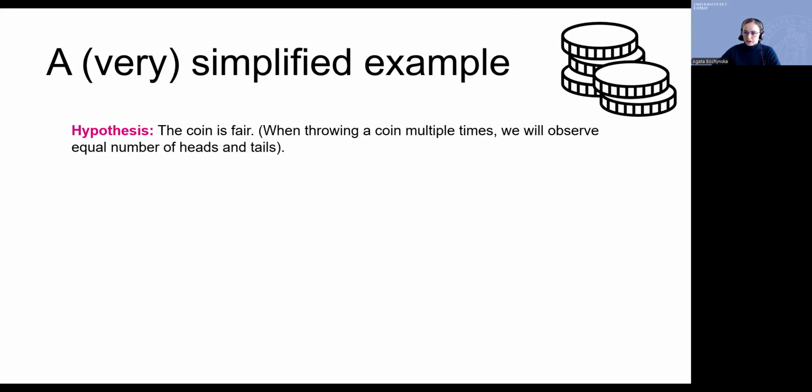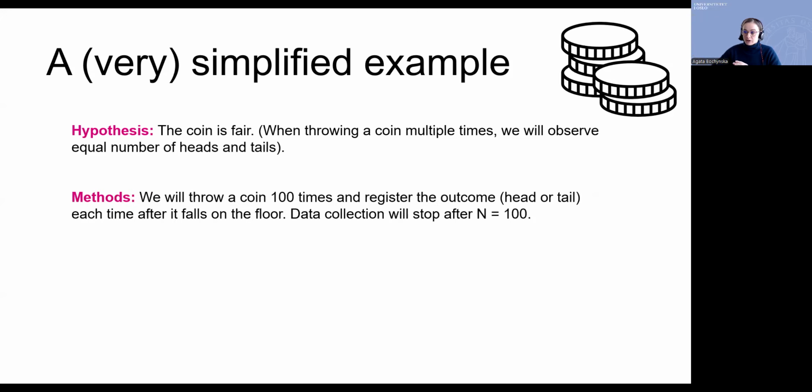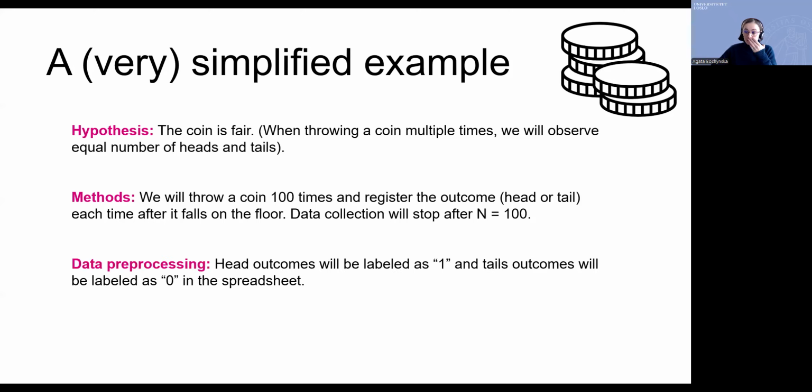My hypothesis is that the coin is fair, and I can register that hypothesis. And I also have my methods for how to check that. So I will throw the coin 100 times, and I will register the outcome, head or tail, each time after it lands on the floor. So I'm not catching it and then putting it in my hand. My method is that the coin falls on the floor, I don't touch it, and I register the outcome. And I will stop my data collection after 100 throws. So no matter what the data shows, I'm stopping my data collection at 100. This is pre-decided before I start the study.